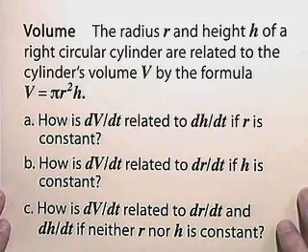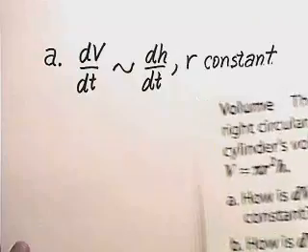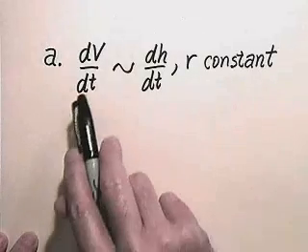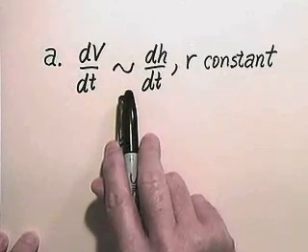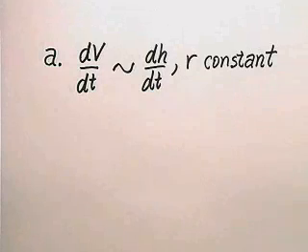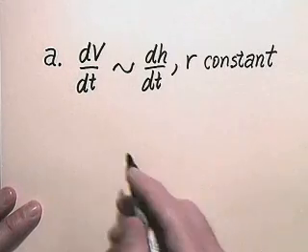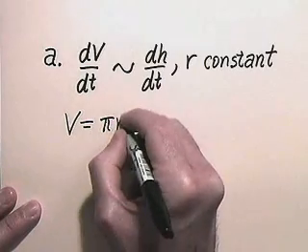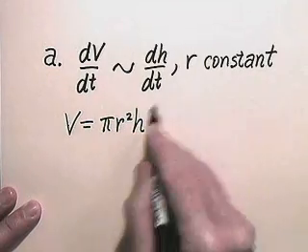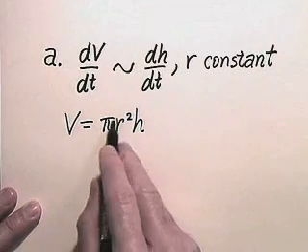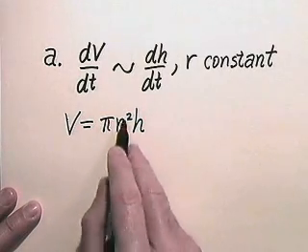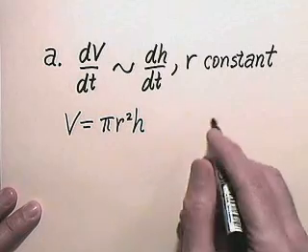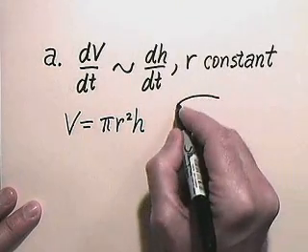Okay, so let's start with A, and we'll assume r is constant. We want to see how dV/dt is related to dh/dt. And I've used that wiggle symbol as a generic symbol for the word related. So basically, we know V equals pi r squared h, and r is constant. So when we look at this formula now, we're thinking of the pi r squared as simply a constant. And notice that would be the area of the base of the cylinder.